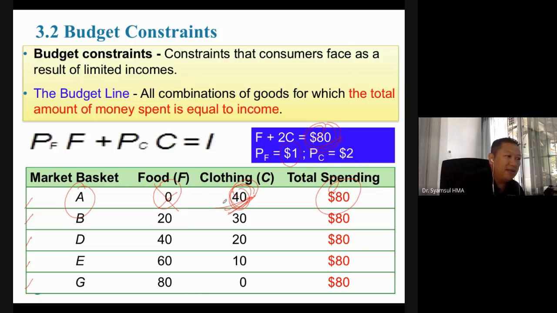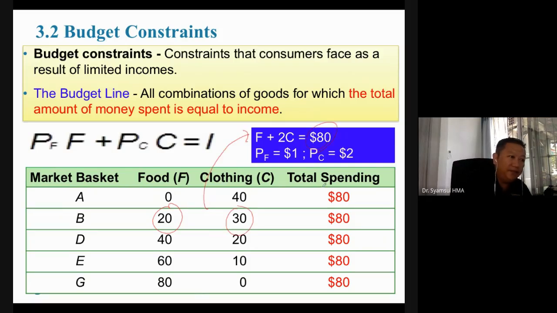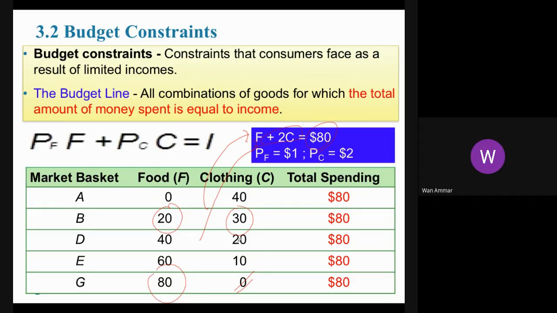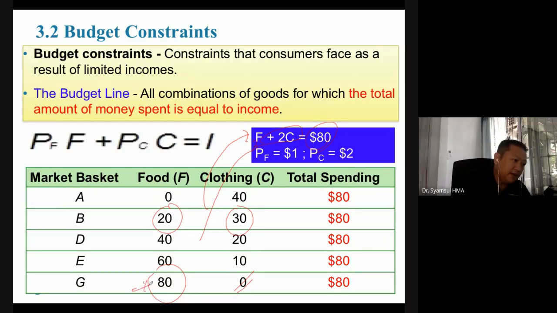All right, and then you can also have a combination of 20 to 30. You spend all the money, you put this amount into this function, and you will get 80. This combination, all use this function, then you will get 80, right? And this one is for guys. They don't buy clothes for the whole 4 years of studying in UPM, right? They just spend on food. They don't change any kind of clothing for the 4 years.